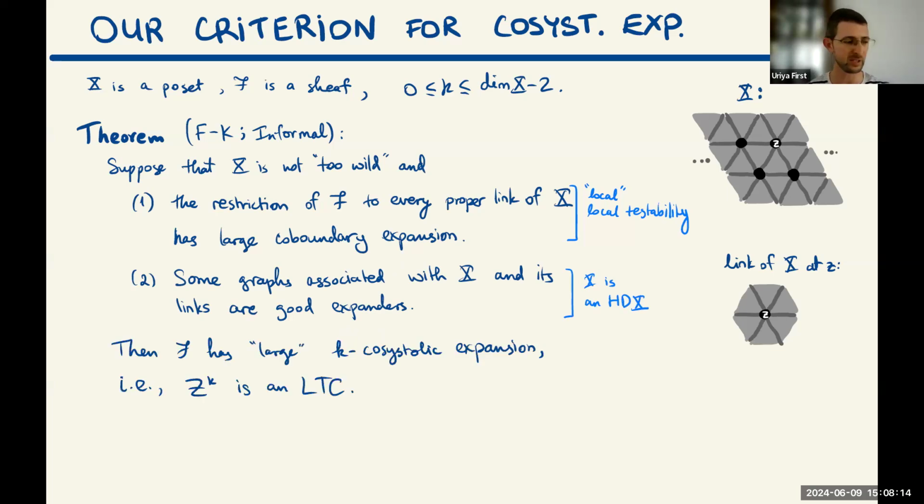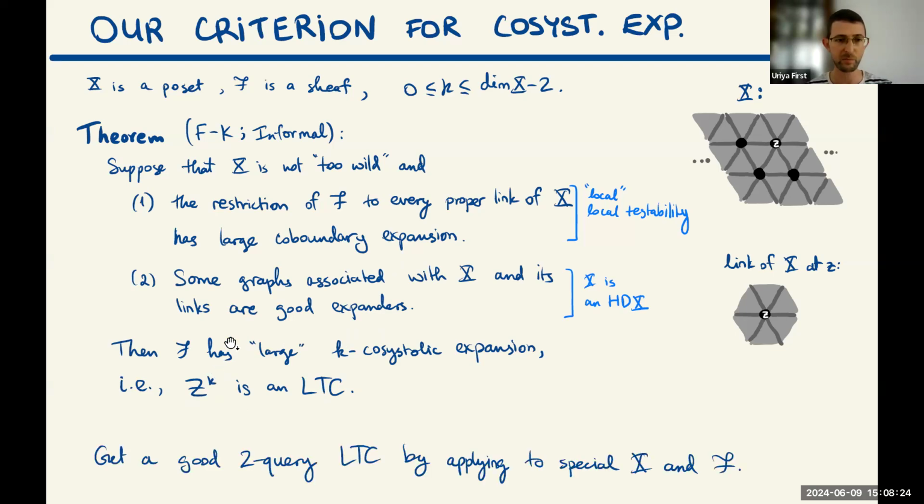Then under these assumptions, f has large k-cosystolic expansion, i.e. Zk, the space of k-cocycles, is an LTC. And by applying this to a special poset x and a special sheaf f, we get good two-query LTCs and some other applications.